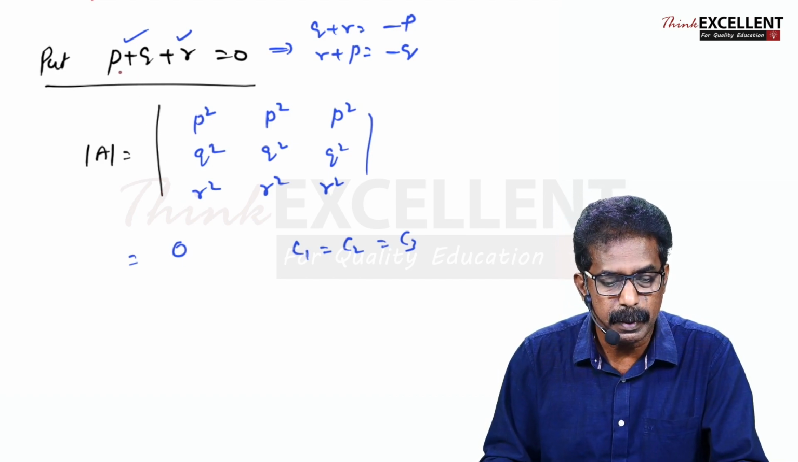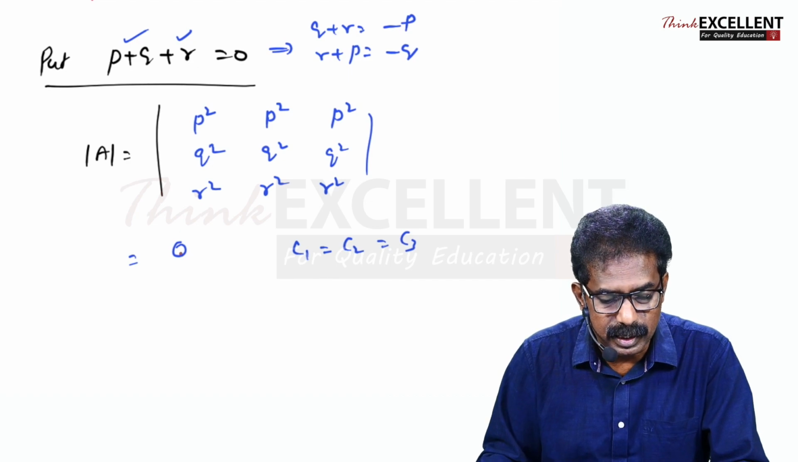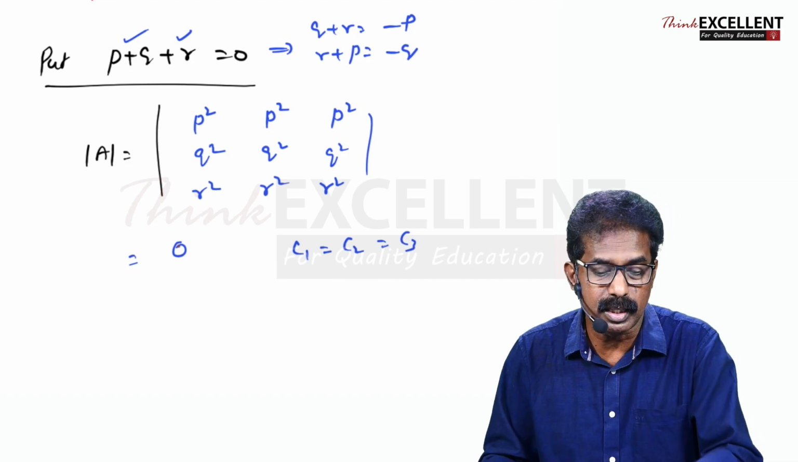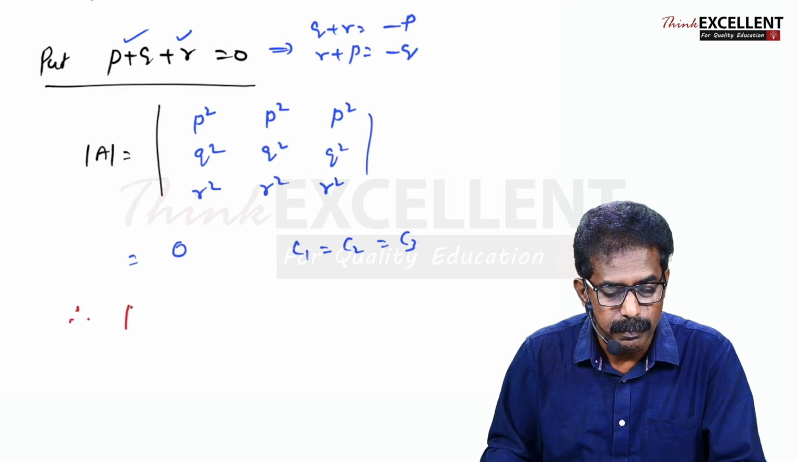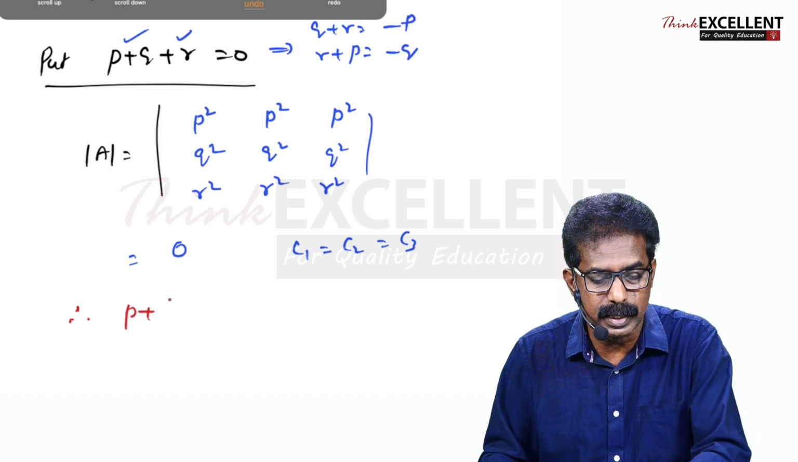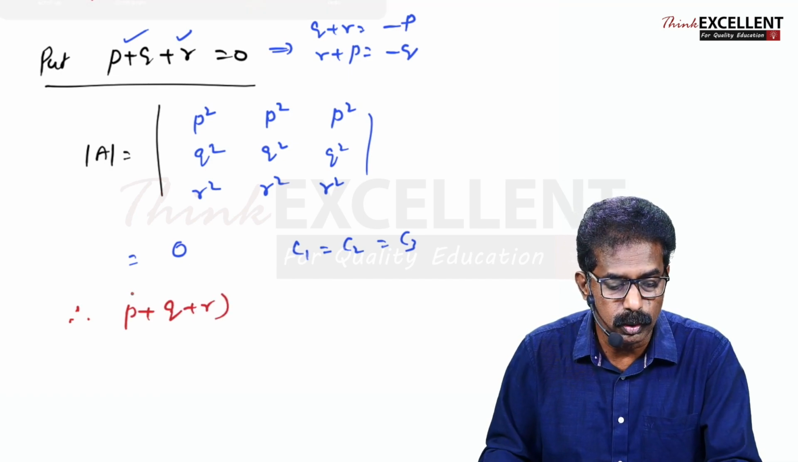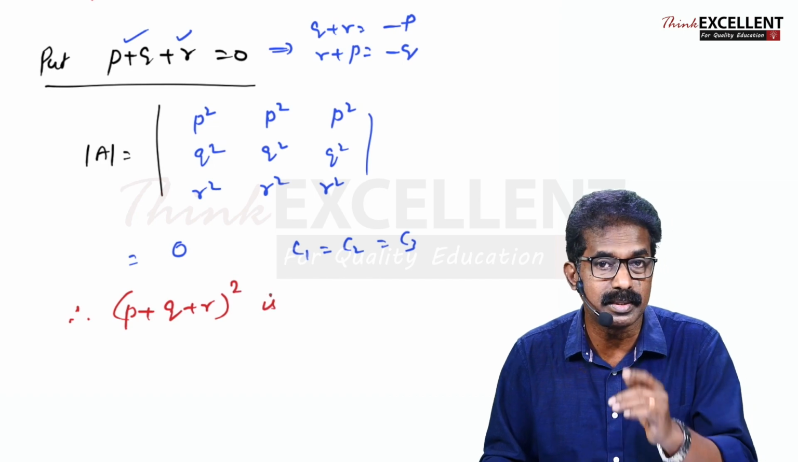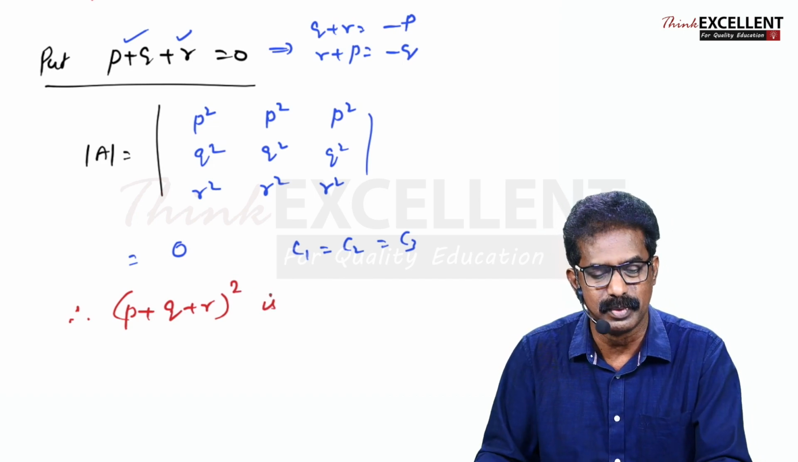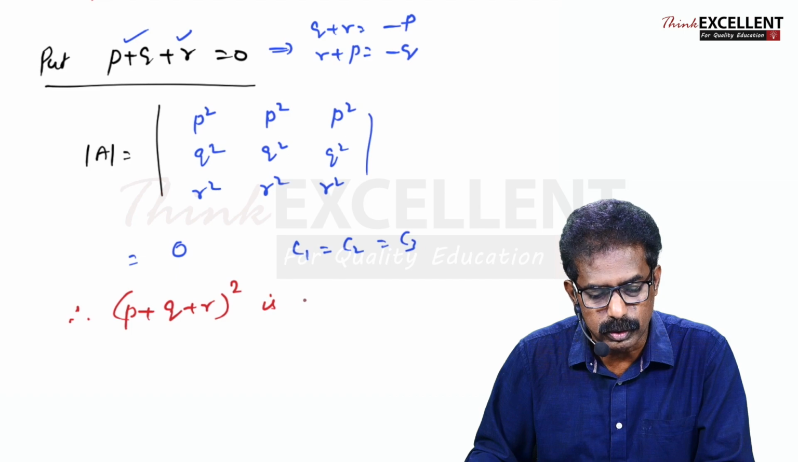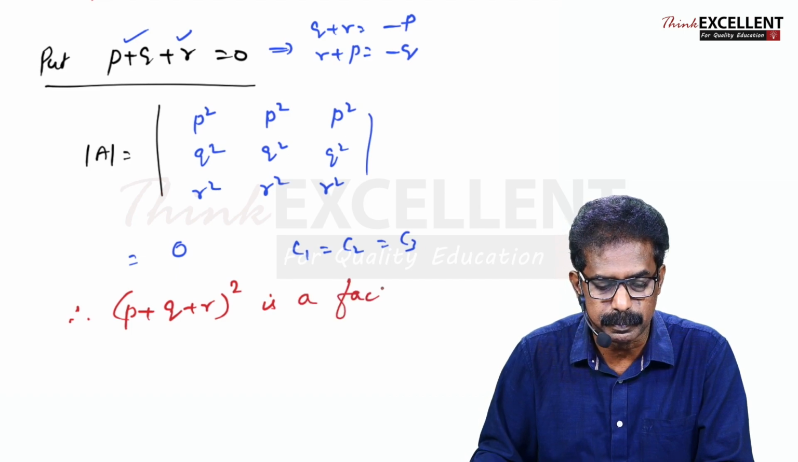Here, when you give p plus q plus r, you are getting 0. Not only getting 0, all the 3 columns are identical. Therefore, p plus q plus r, the whole square, is a factor, because 3 columns are identical, row or column. P plus q plus r, the whole square, is a factor.